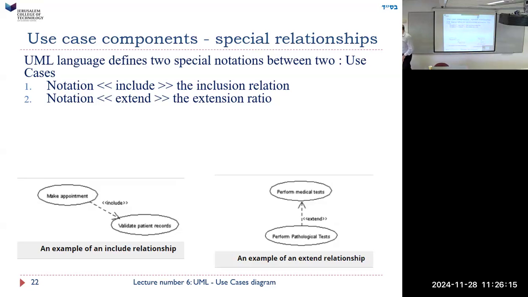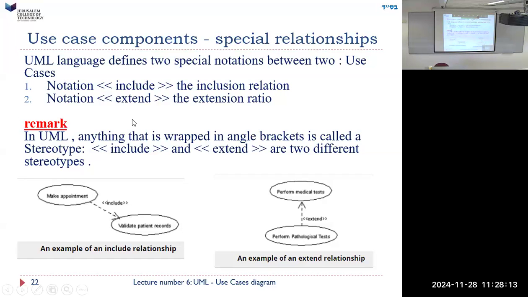Okay, anyway, we also write the word include on these back arrows, and the word extend on these back arrows. Okay, so we have a remark here. In UML, anything that is wrapped in these angle brackets is called a stereotype. So include and extend are stereotypes, and you write them actually on the line. So that helps clarify. The arrow's direction is clarified by that. Okay.